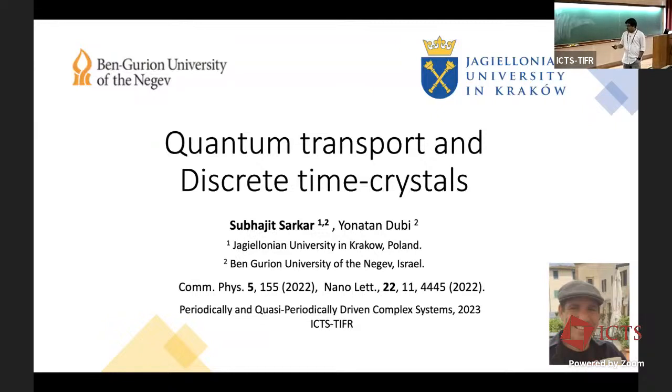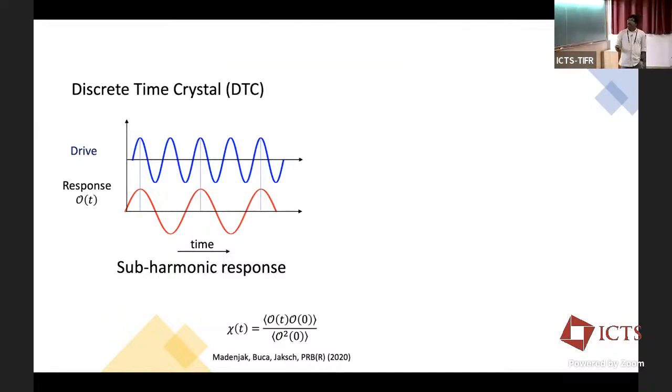So as I'm talking about discrete time crystals, first let me give a layman view of what is discrete time crystals. So these are periodically driven quantum many-body systems which have subharmonic response. These subharmonic responses are indefinitely stable and robust against perturbation. So if I drive the system with some period t, the response should have a period which is more than t.